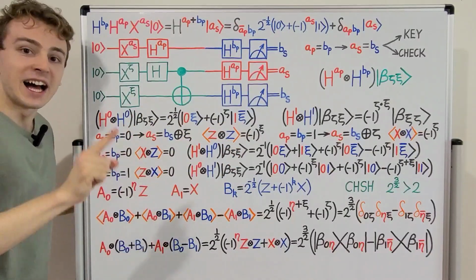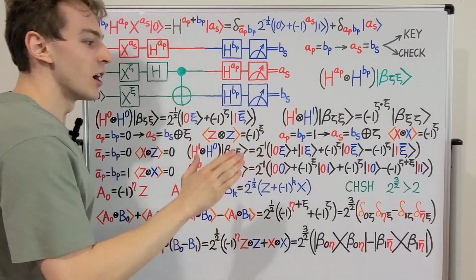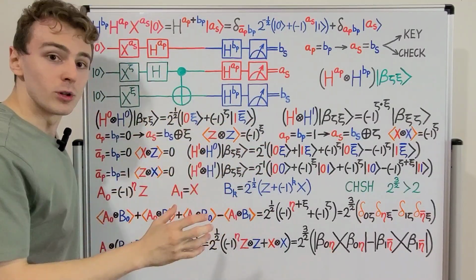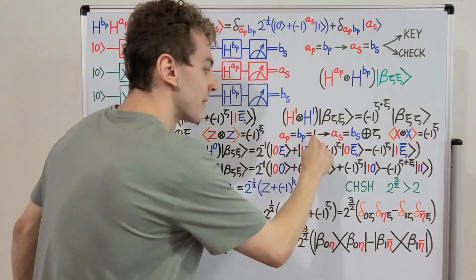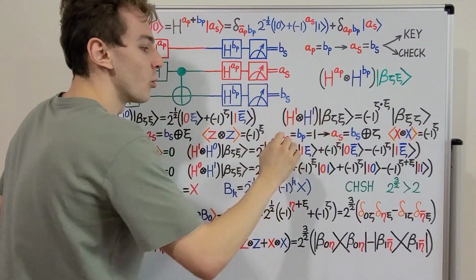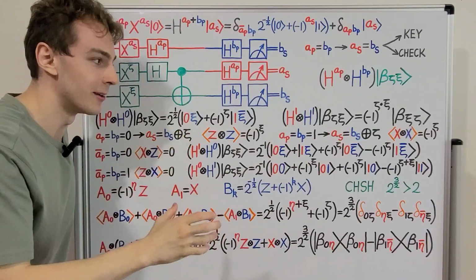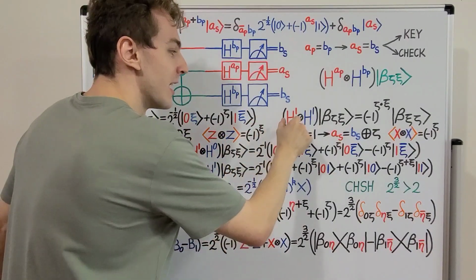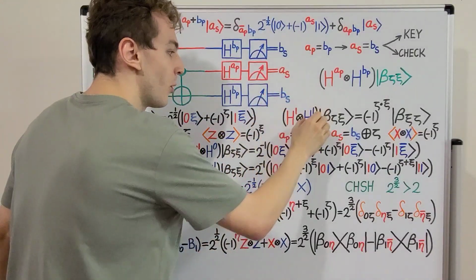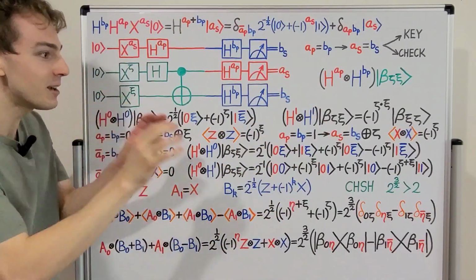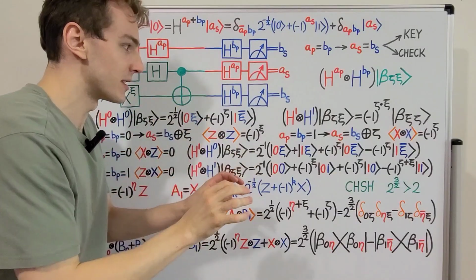But let's examine another special case. This is another special case where the public bits are both equal, but they're not equal to 0. Instead, they're both equal to 1. So let's examine this case where Alice's public bit and Bob's public bit are both equal to 1. In this case, these Hadamard gates are both activated. So Alice and Bob both apply a Hadamard gate to their qubit, and that is done before measurement.